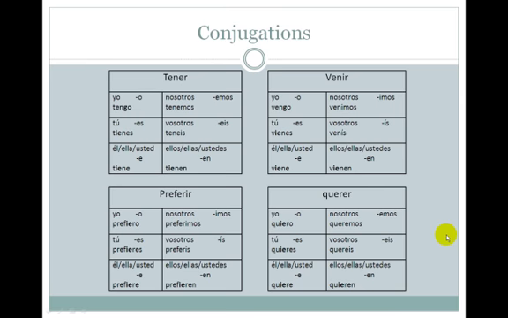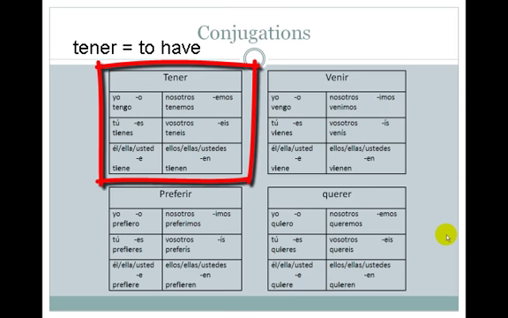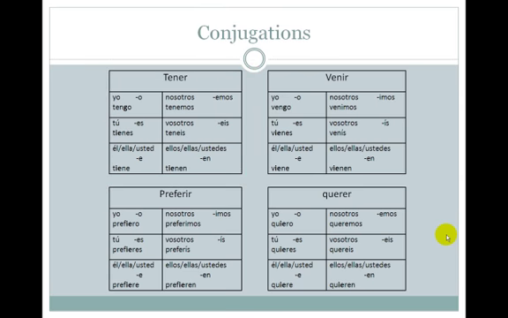Let's look at the first verbs. The verbs here on this page are tener, venir, preferir, and querer. The verb tener means to have. You've already seen this verb in expressions about age in chapter 2. The verb tener, the stem is ten. And then, of course, it will have the regular ER verb endings.